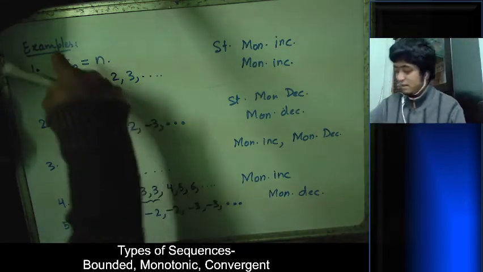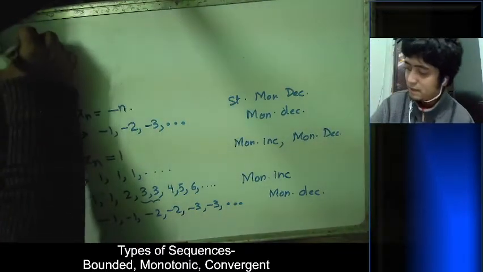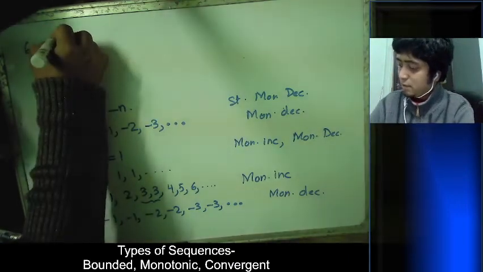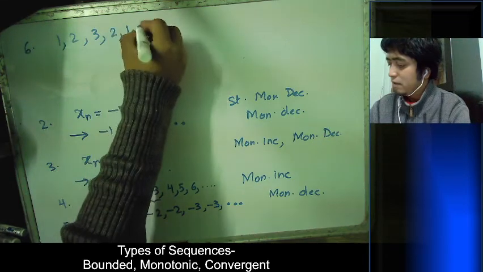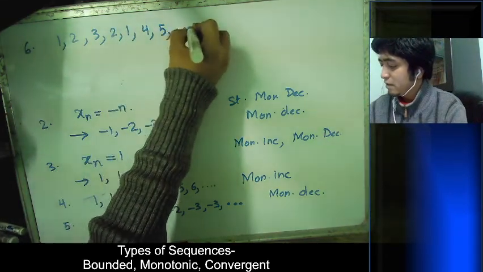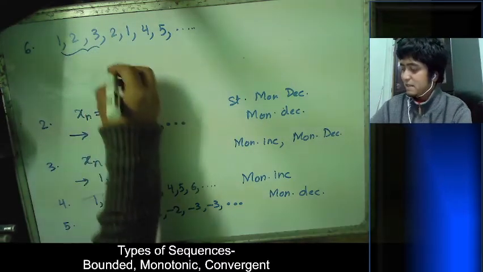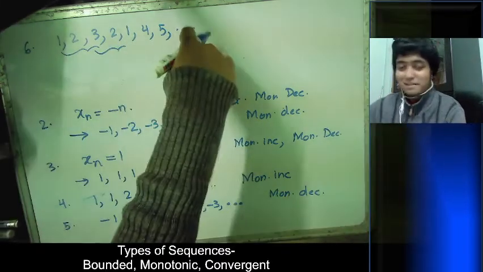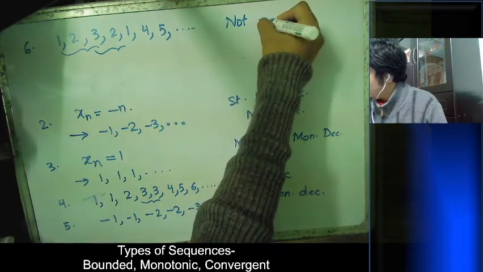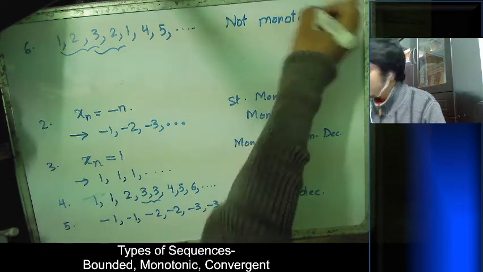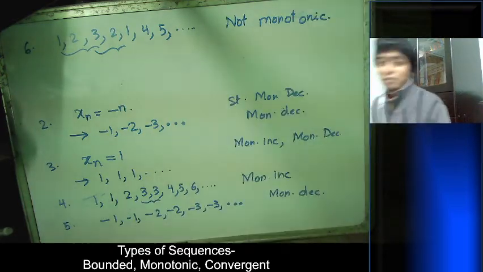What about something that is not monotonic? Number 6. How about this? 1, 2, 3, 2, 1, 4, 5, and then it continues. First it increases, then it decreases, then it increases again. So that's why this one is not monotonic. It neither only increases nor only decreases. So that's why it is not monotonic.